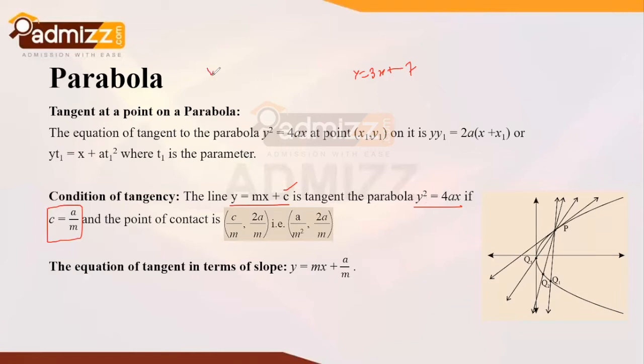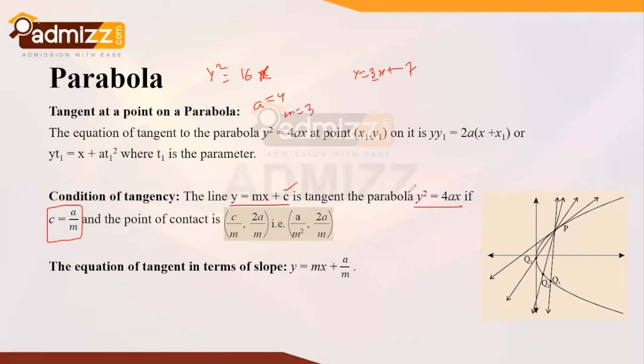So let's say if the parabola is of the form y square is equal to 16x, so we can compare the 16 value with 4a, which brings down the value of a to be 4. So a equal to 4 in this particular case, and then we have the slope value over here, m value as 3, m equal to 3.